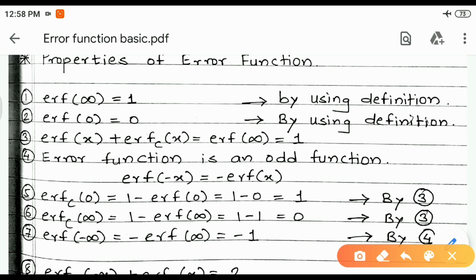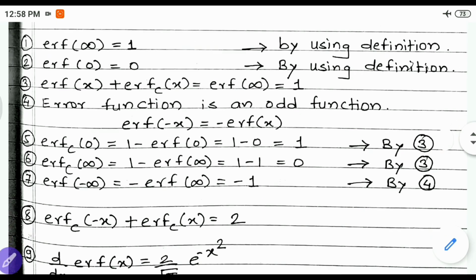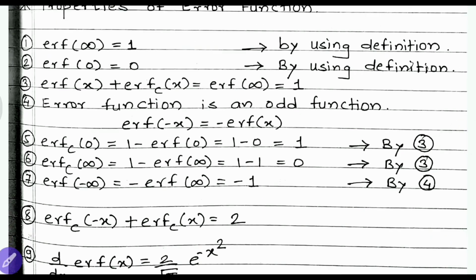And you can find out any values for the complementary error function. Now similarly, complementary error function of infinity will be what? It will be 1 minus error function of infinity, so it will give you 0. Complementary error function of 0 is 1 minus error function of 0. That will give you 1.